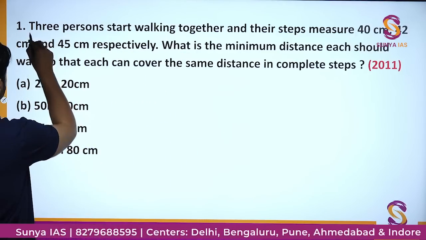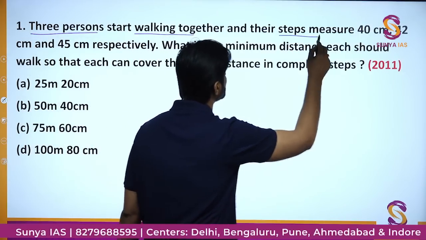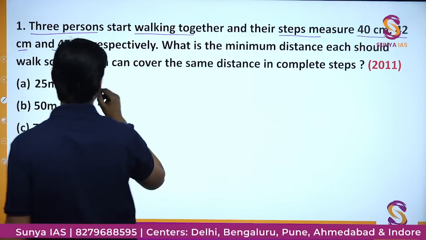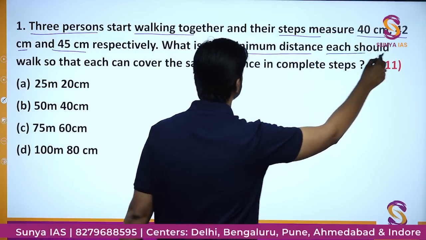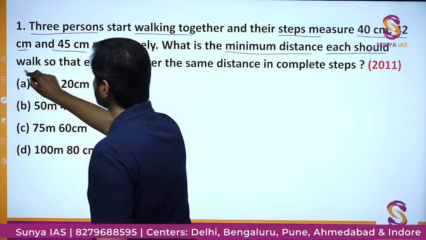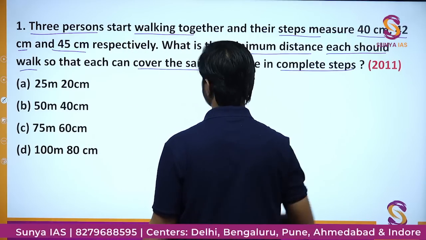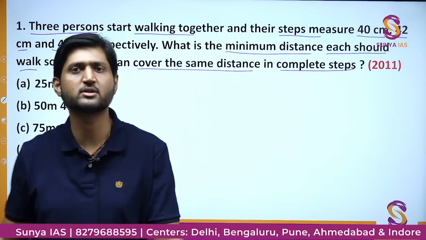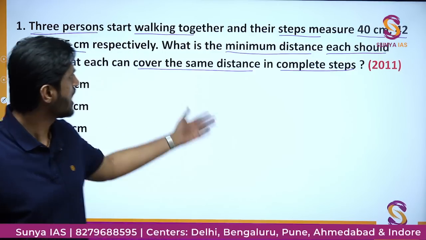So there are 3 persons who start walking together and their steps measure 40 centimeter, 42 centimeter and 45 centimeter respectively. What is the minimum distance each should walk so that they can cover the same distance in complete steps? So this is something which, on first look, doesn't seem to be a question of HCF or LCM. There's a doubt. How do we apply that?